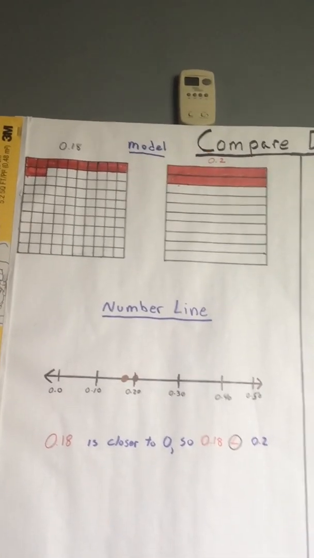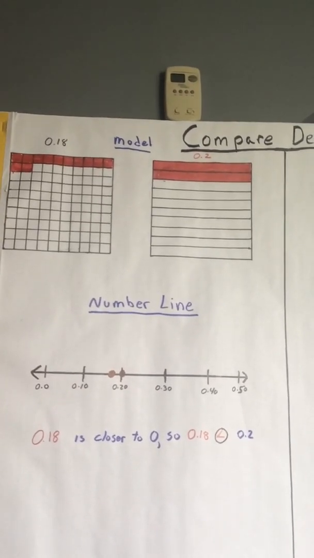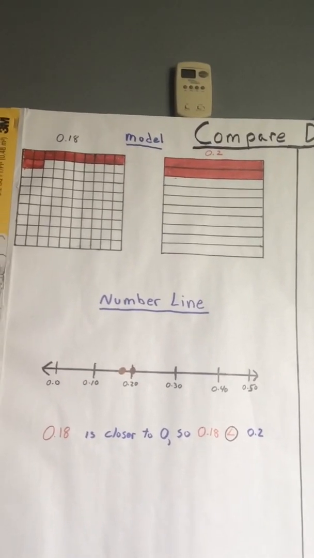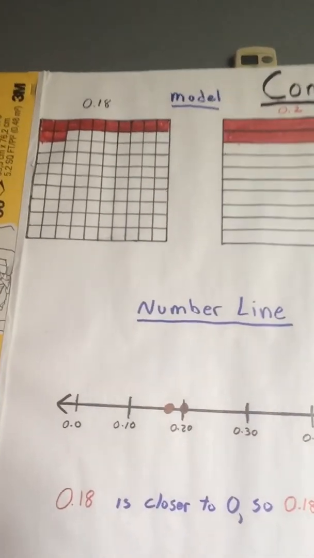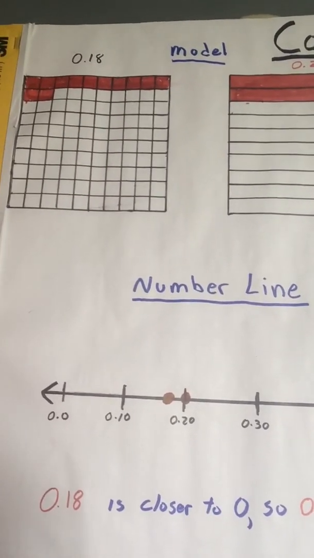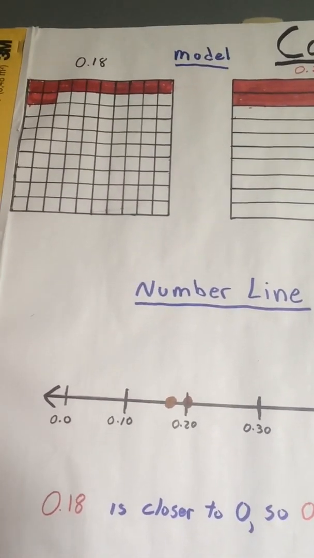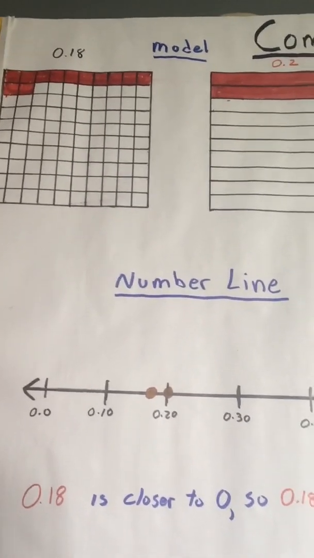Now you can use the number line also. Notice our number line starts at 0.0, goes up to 0.50, which is 50 hundredths, and I've plotted the 2 points for you. One is at 20 hundredths, or 2/10, and the other one is at 18 hundredths.